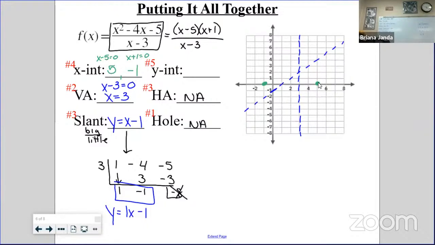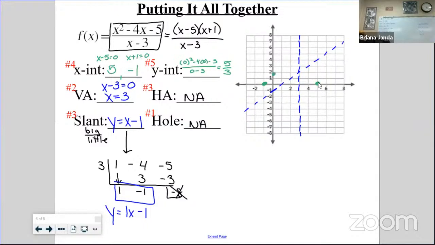And our y-intercept, plugging in 0 again. I'm going to go back to the unfactored form because it's easier for me to plug in 0 there. I get a negative 5 over a negative, or positive 5 thirds, or positive 1 and 2 thirds.